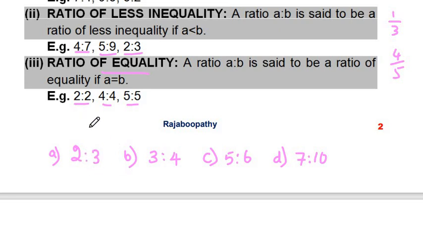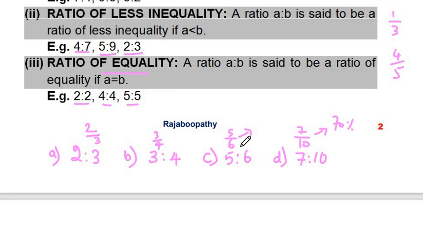2 is to 3 can also be written as 2 by 3, 3 by 4, 5 by 6, and 7 by 10. So always try to calculate the value faster, so that you can. This will be very useful for your day-to-day life, especially the ratio and percentage topics we use in day-to-day life also. 7 by 10 means I can say this is 70%. 1 by 6 is 16, so approximately this is 16.